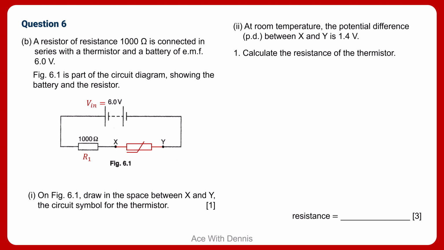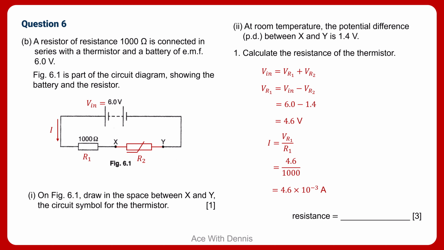So we label R1 for the first resistor and R2 for the thermistor. Then V in will be the voltage of R1 plus the voltage of R2. So the voltage of R1 will be V in minus VR2, which is 6 minus 1.4, and we'll get 4.6 volts. Then the current is the same throughout the circuit, labeled as I, and I will be VR1 over R1, and substitute the values given. So VR1 is 4.6 and R1 is 1000.